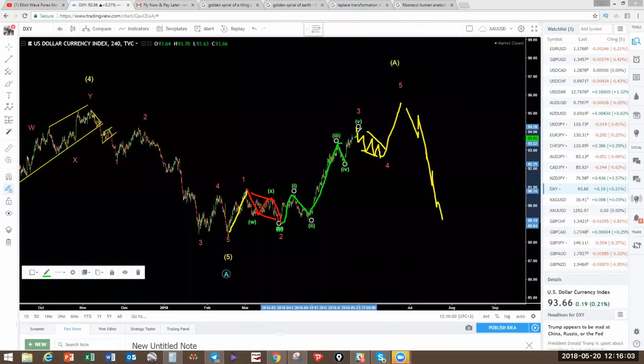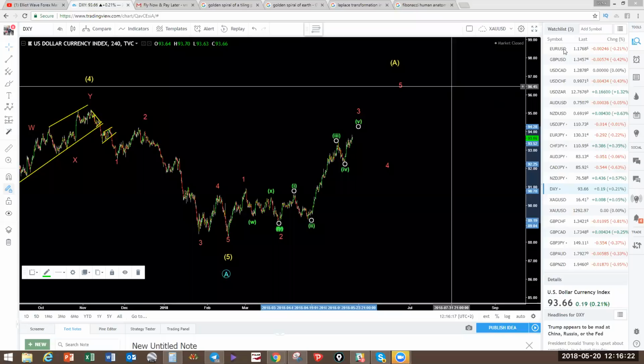So what are we looking for now? We're looking to get a corrective structure here for the move to the upside. You've got an impulse, that's all you have. To confirm upside, one more for wave 5, you need to get this corrective structure. All right, so that's what it looks like, and it looks exactly the same on Euro US dollar.